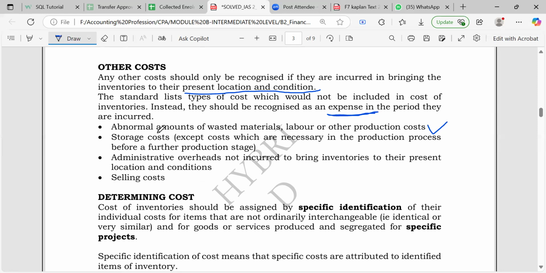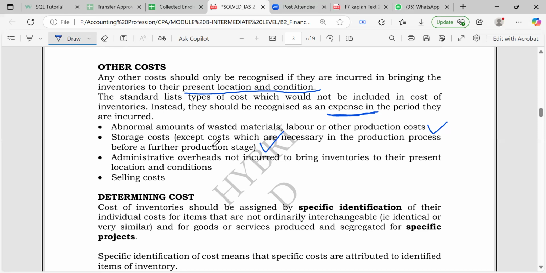But also storage costs, except costs which are necessary in the production process. Presume that you have produced the good and it is ready for sale, but maybe the customer is yet to be found. So it means it will still have to stay in store. Staying in store, you have to incur the cost. So those costs cannot form part of that product. If you do that and the product stays for much longer, the cost of the product will keep getting higher and higher, right? Which is obviously wrong.